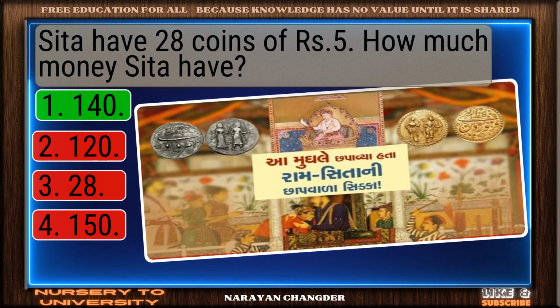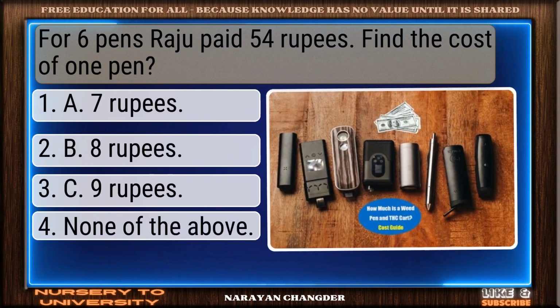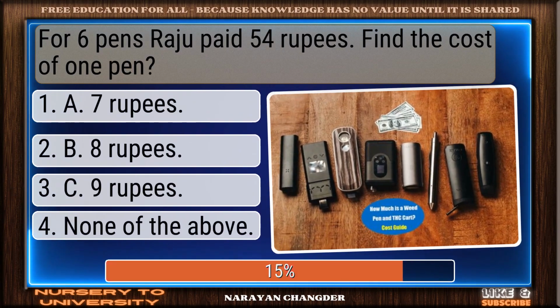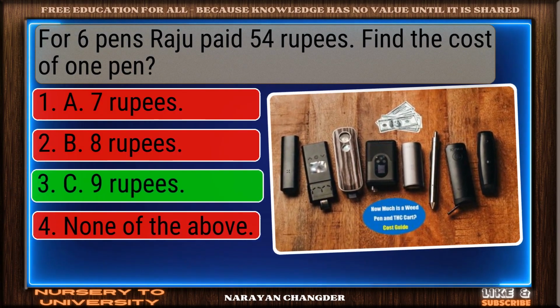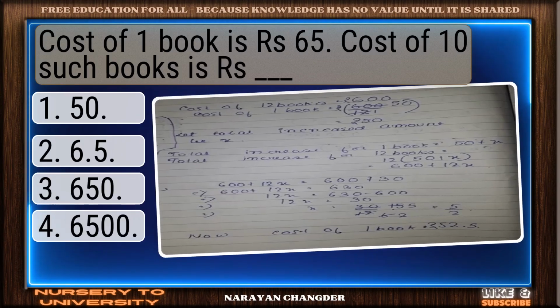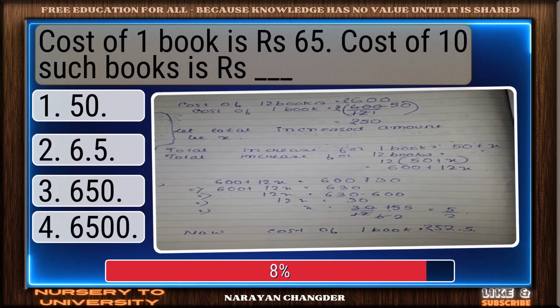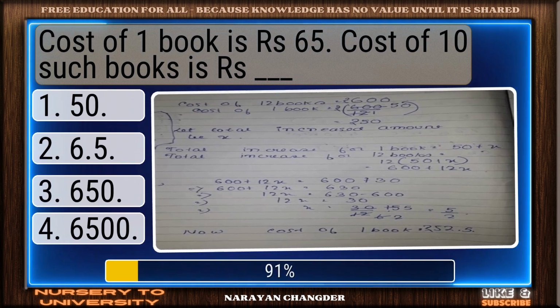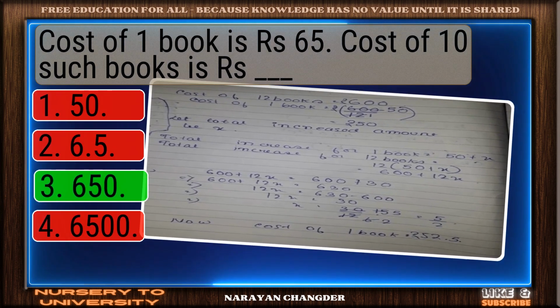Right choice. 140 is the best answer. For 6 pens, Raju paid 54 rupees. Find the cost of 1 pen. Smart move. 9 rupees is an accurate answer. Cost of 1 book is Rs 65. Cost of 10 such books is Rs dash. Exactly. 650 makes sense and it is the right choice.